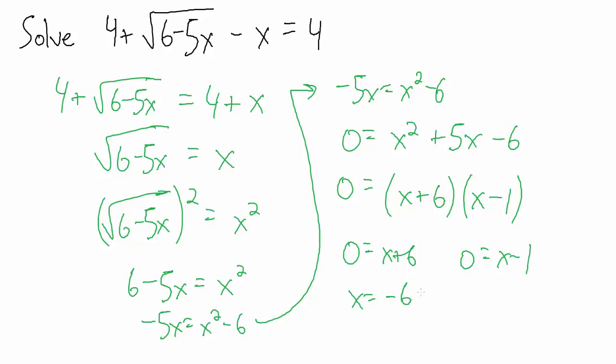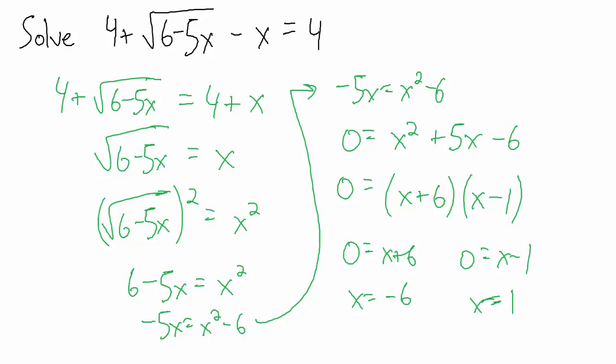X equals negative 6, or x equals positive 1. Okay, now notice here we got two solutions, so we do want to be very careful and make sure that they both work. So we have negative 6 and positive 1 to check. Now if we plug them back into the original equation, do they give us what we want?